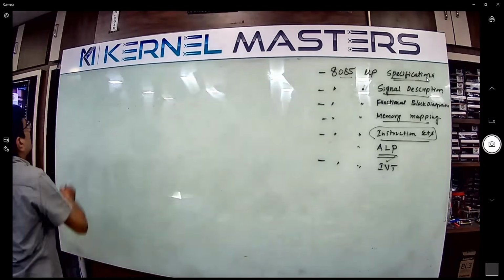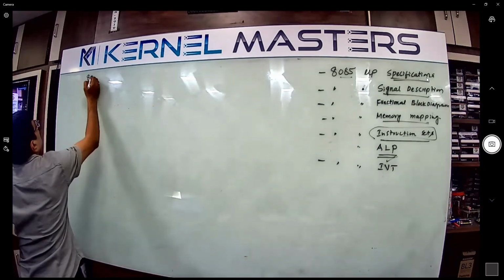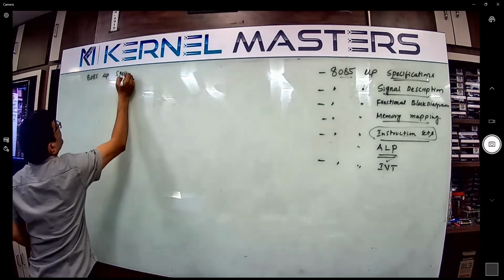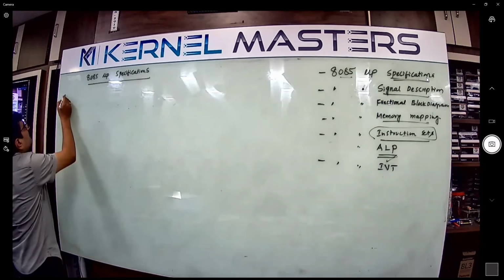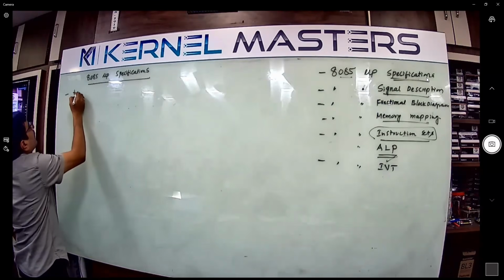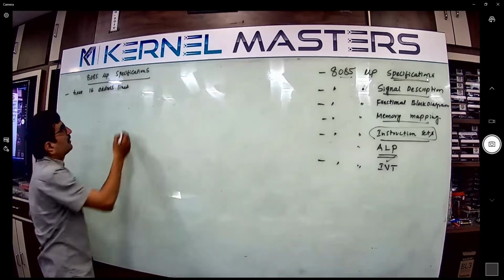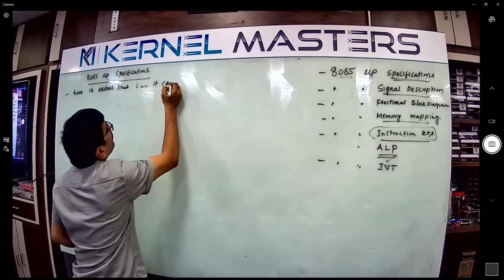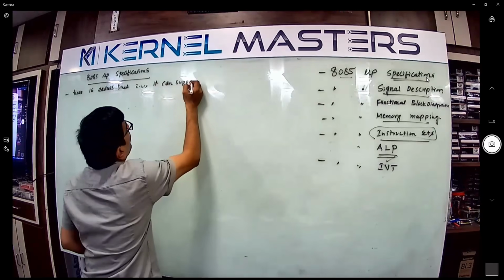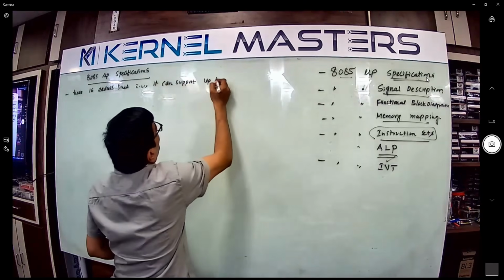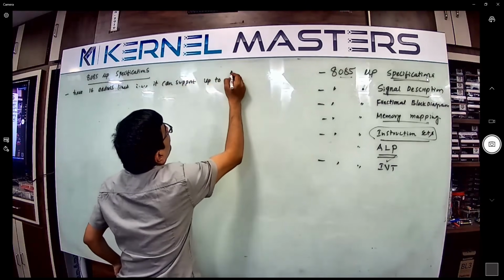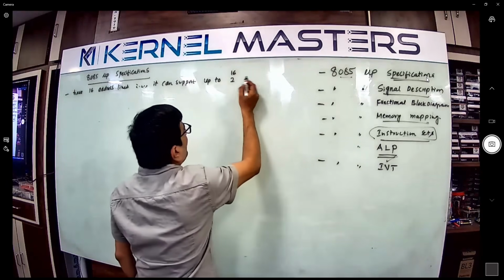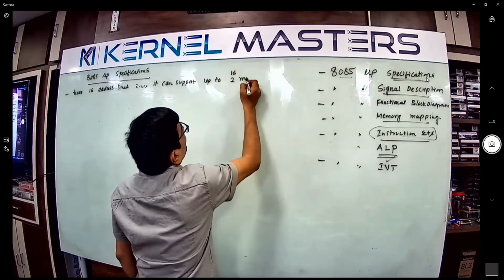First, we need to study the 8085 microprocessor specifications. The 8085 microprocessor has 16 address lines. That is, it can support up to 2 power 16 memory locations.